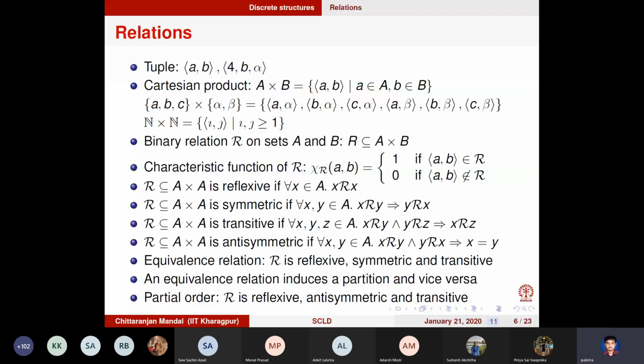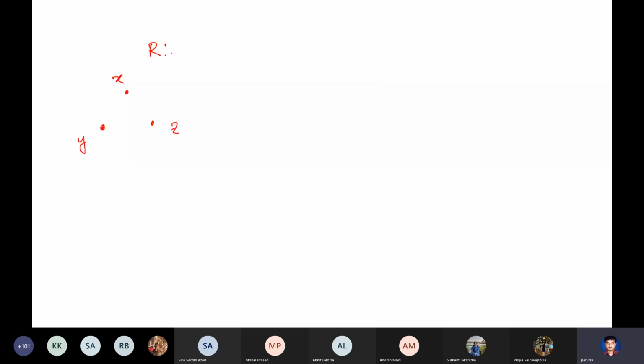Let us look at what it means in terms of the diagram that we had drawn. Again, let's take three elements, x, y, z. Let's take a relation R denoted by an arrow. If x is related to y, I will draw an arrow from x to y. So in the case of an equivalence relation, the arrows would look like this. If x is related to y and y is related to z, then x also will be related to z by transitivity. And by reflexivity, all the self loops will be there.